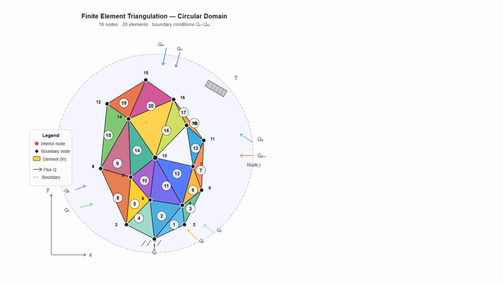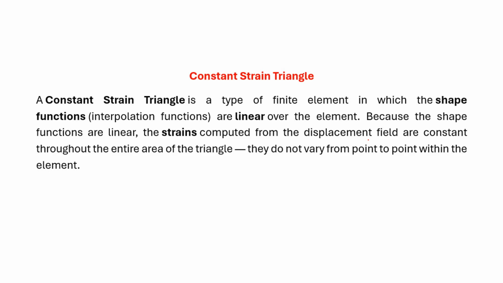For example, if you take this triangle as one, it could be taken outside and you can solve this triangle using the principles of shape functions and applying boundary conditions. Now, what's a constant strain triangle? It is nothing but a finite element in which the shape functions are linear over the element. Note that the shape functions are linear, they are not non-linear. Because the shape functions are linear, the strains computed from the displacement field are constant over the element.